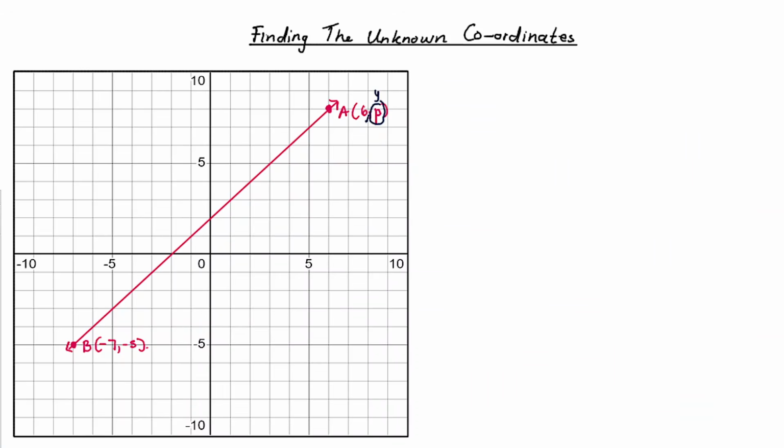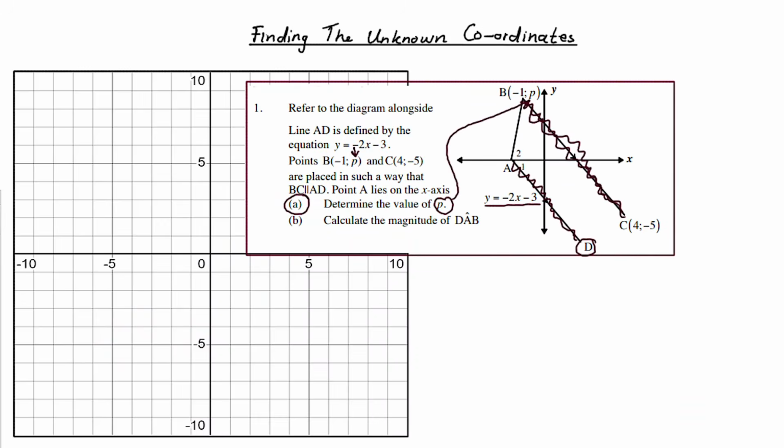Of course it all depends on what you are given for that question. Now coming back to this question we discussed earlier on, finding the value of P. So my argument was, in order to solve this problem, this P value, you would have to use the gradient, right? Here we are given two parallel lines. AD, we are told that AD is parallel to BC.